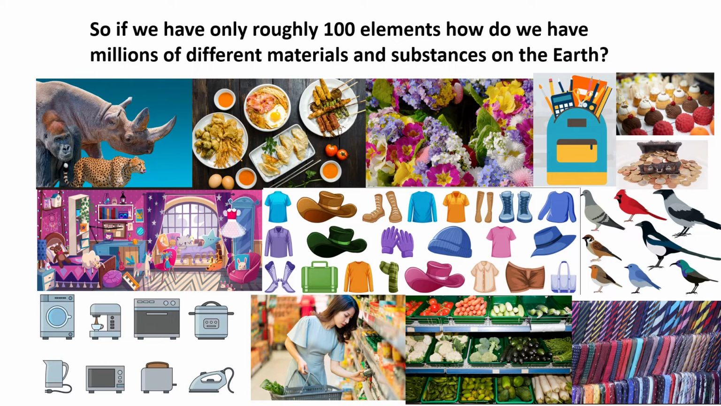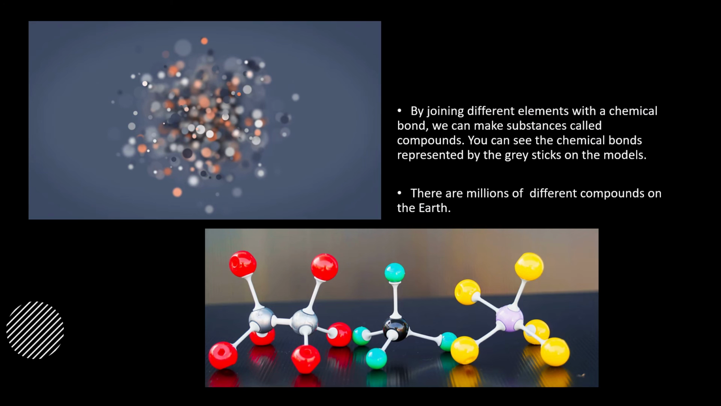So if we have roughly 100 elements, how do we have millions of different materials and substances on the Earth? I mean, there's at least 2 million different species of animal alone. And if you look round your room, you can probably see more than 100 things there. Well, the answer is we can combine different elements and by doing so make different substances.